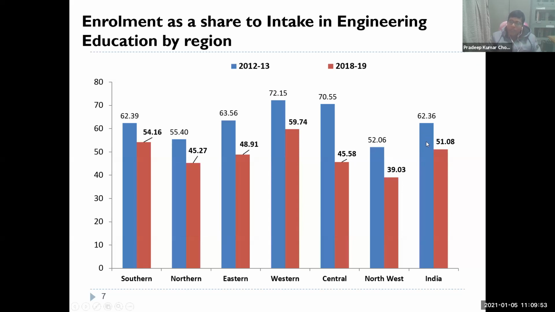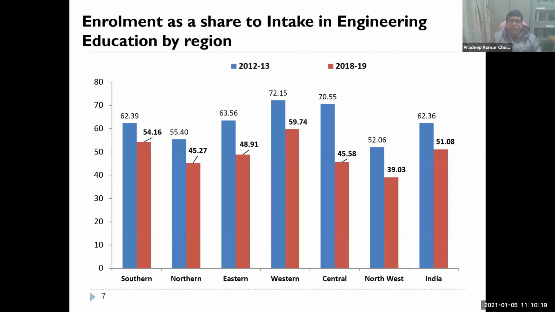In India, if you see the latest data for 2018-19, it is 51%. That means more than half of the total enrollment in engineering education is lying vacant, because this is enrollment as a share to intake. That means if the intake is 100, only 51 students are taking enrollment at all India level. The other 49 students are not taking enrollment as per the intake capacity. And that is very high.